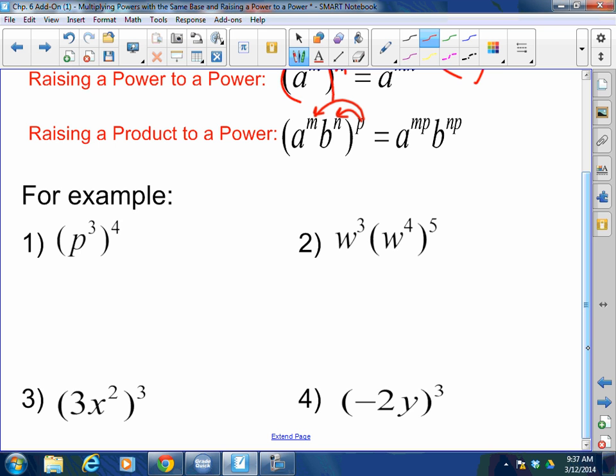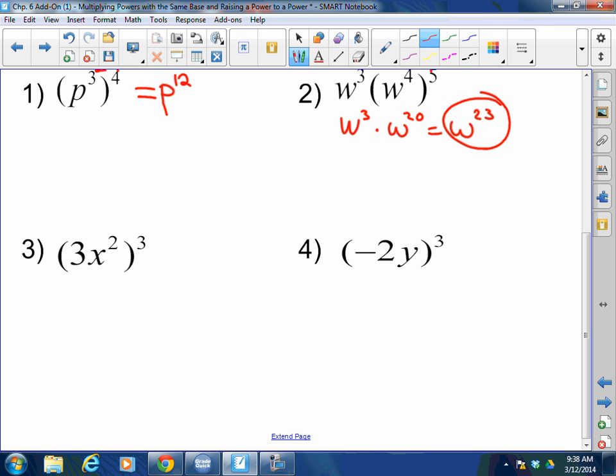Let's see. So I have p cubed to the 4th power. Boom, done. 4 times 3, that's p to the 12th. Next, w cubed times w to the 4th raised to the 5th. W to the 23rd power, very good. This is w cubed times w to the 20th. You multiply the same base, you add the exponents. Fantastic. Okay, what do I have here?